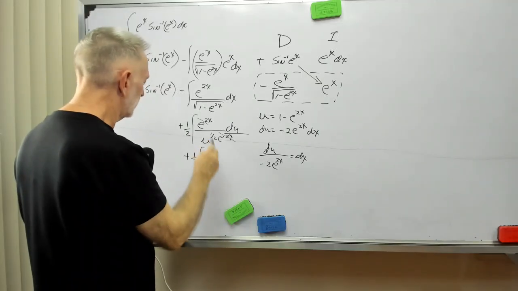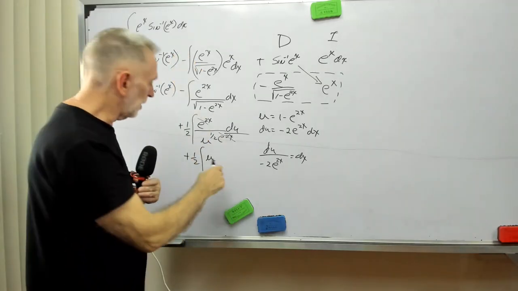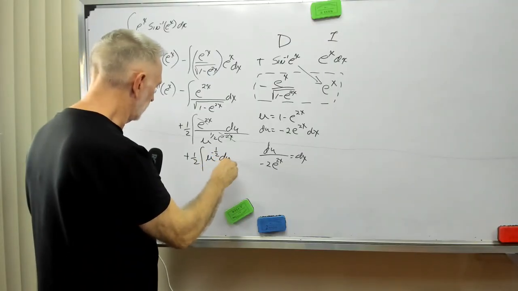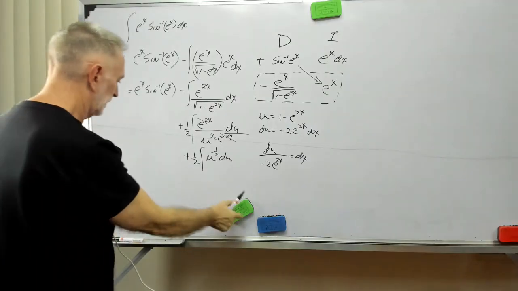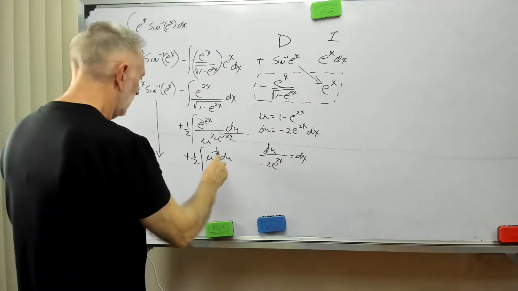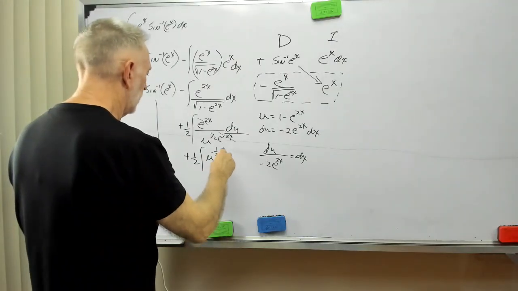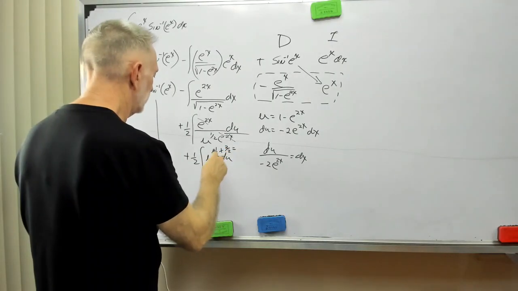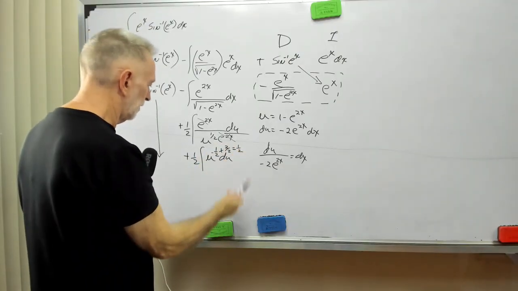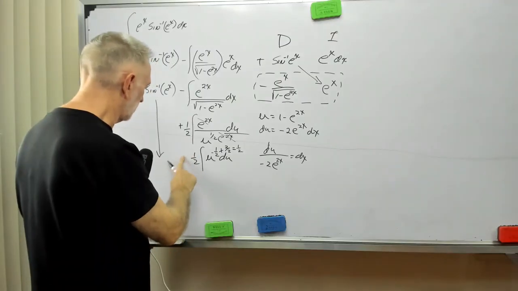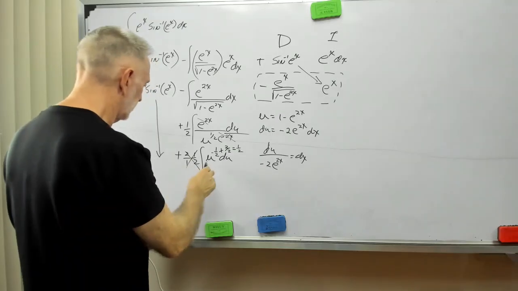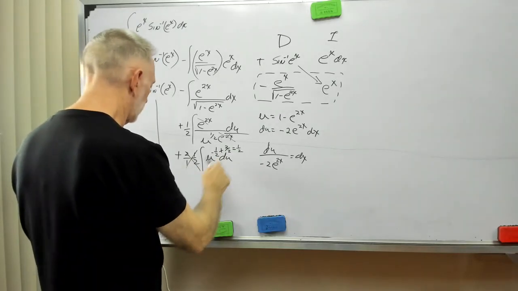I'm going to bring this u to the 1/2 up. That's u to the minus 1/2 du. Don't forget this guy. We'll just draw an arrow. I'll bring him down later. So if I increase this exponent by 1, negative 1/2 plus 2 over 2 gives me a positive 1/2. Dividing by 1/2 means I'm multiplying by 2. So these cancel, and I end up with u to the 1/2.